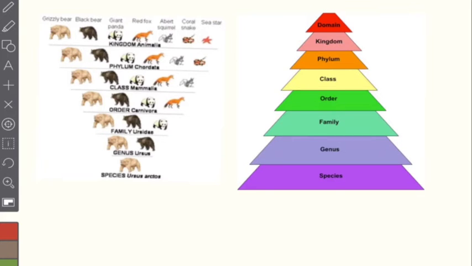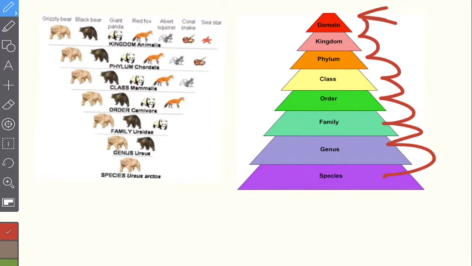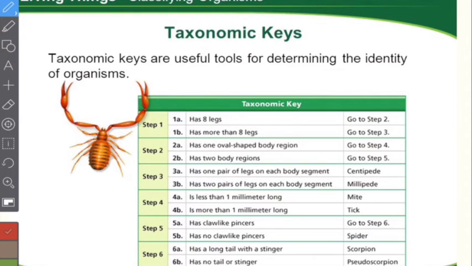Okay, next, the levels of classification of organisms are in order: we start with domain, then we go down to kingdom, phylum, class, order, family, genus, and then species. The next thing we need to know is the taxonomic keys, which are helpful in identifying different organisms, especially like insects. So you basically go down and see, like, does it have 8 legs? Yes, then we go to step 2, and so forth. It's like the one that we did in class.